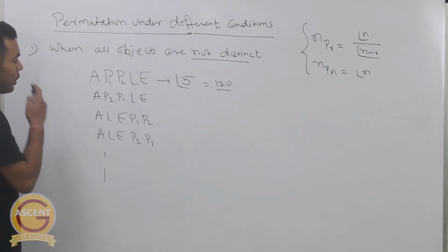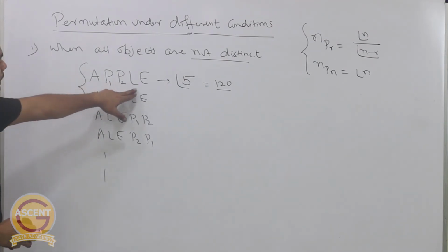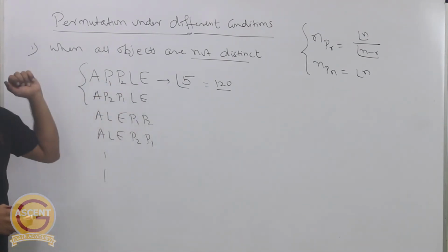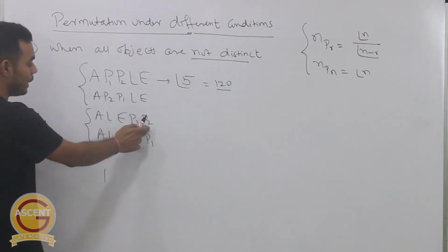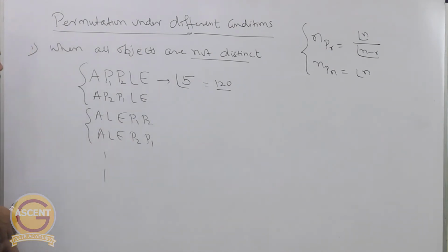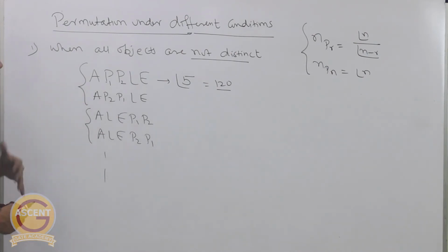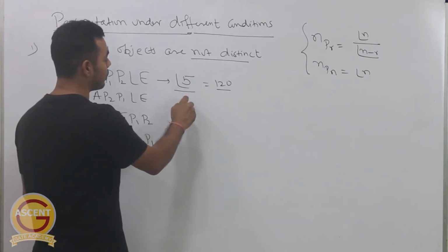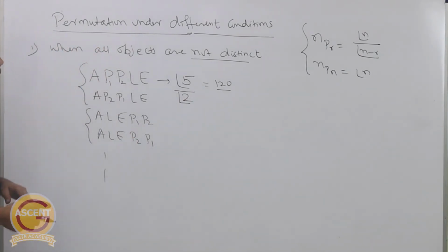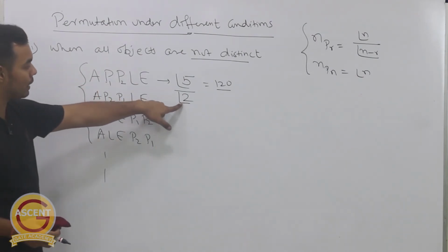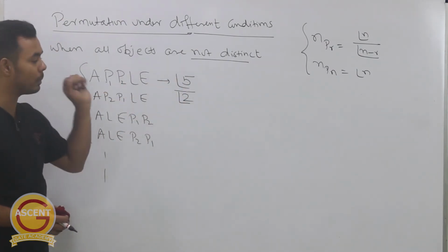Now see, P1 and P2 are not different, so these two words are the same. The first word is APPLE, the second word is also APPLE. Similarly, these two words are again the same, ALE P1 P2 and ALE P2 P1. So a total of 120 words are there, out of which these two are the same, these two are again the same. This means the number of different words will be simply factorial 5 by factorial 2. So when some letters are repeated, you have to divide by the factorial of that number. Here the number of different words will be factorial 5 by factorial 2.